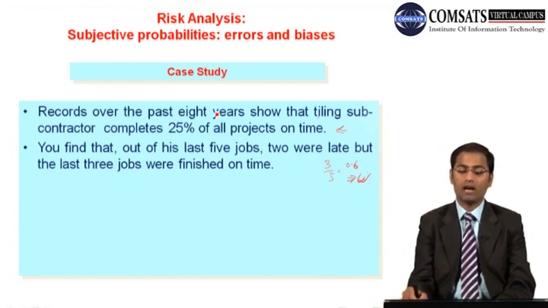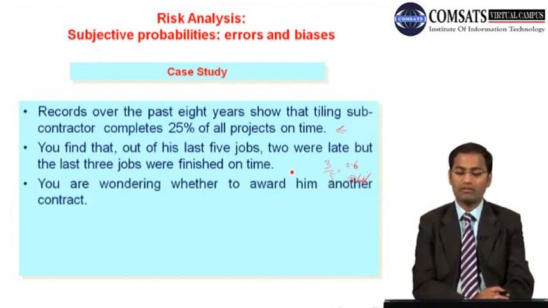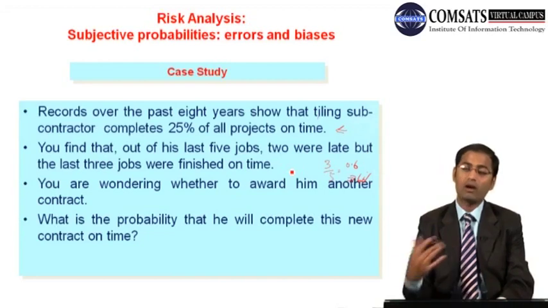अब अगर आप उसका 8 साल का रिकॉर्ड देखें तो वो 25% उसके हैं, और अगर आप पिछले 5 का देखें तो आप बेसिकली 60%. You are wondering whether to award him another contract or not. What is the probability that he will complete this new contract on time? तो अब आपने इसकी प्रोबेबिलिटी निकालनी है, एक पिछली प्रोबेबिलिटी भी आपके पास है और अभी की प्रोबेबिलिटी भी है. अब आपका क्या ओपिनियन होगा?